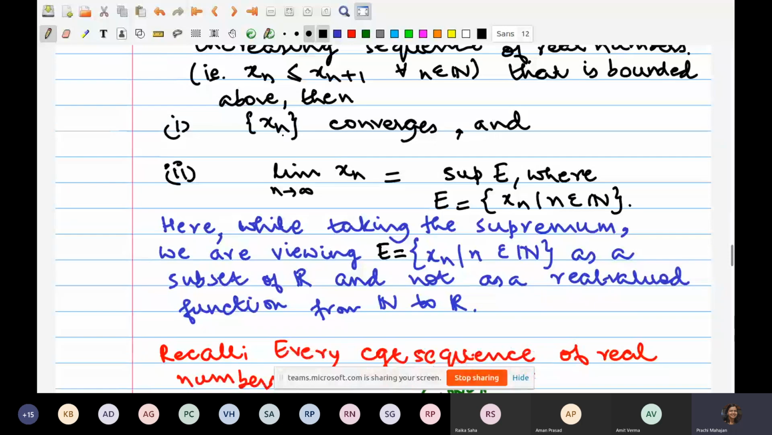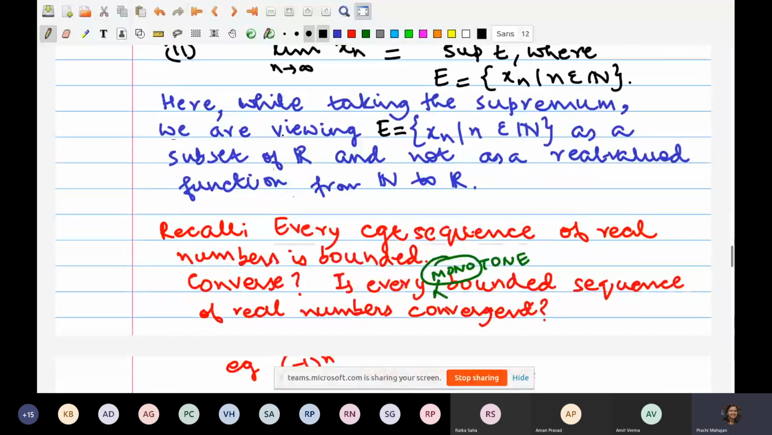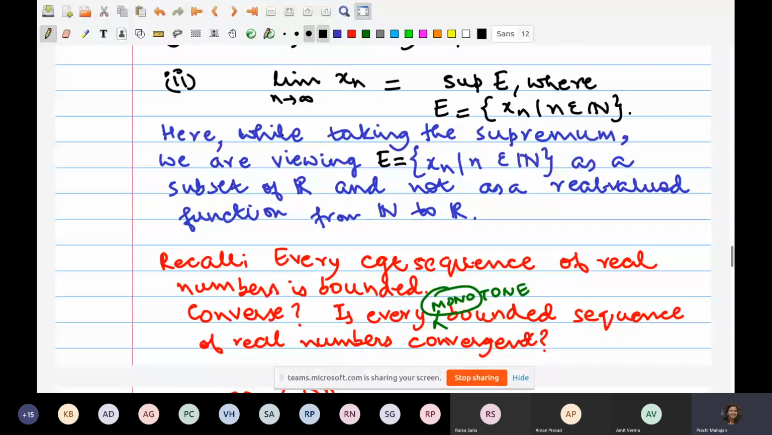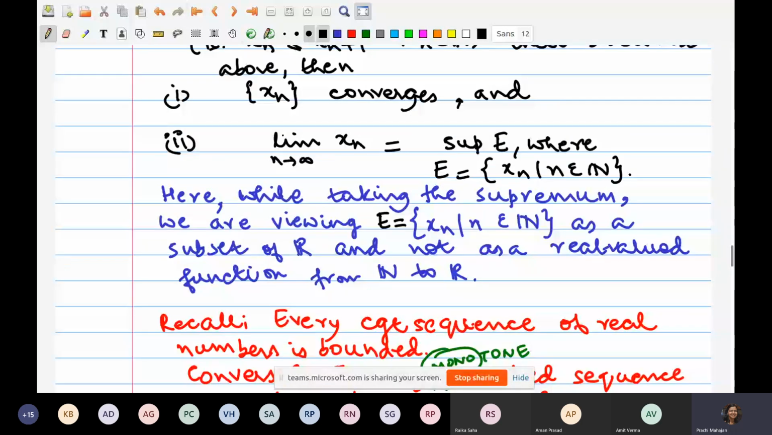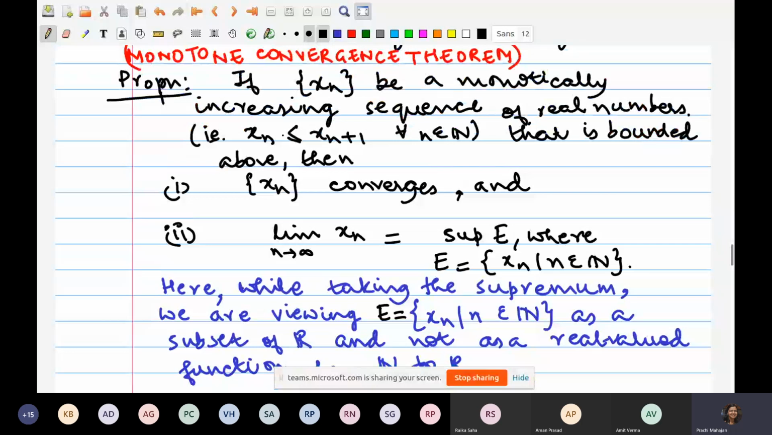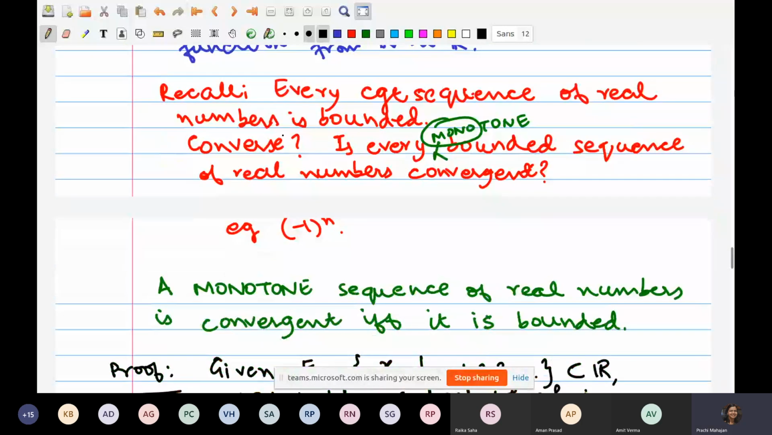So what is this telling us? This is giving us a condition to guarantee when a bounded sequence of real numbers is actually convergent. Please recall, in general, a bounded sequence of real numbers need not be convergent, but this theorem is telling us that if you have a monotone sequence of real numbers which is bounded, then it is necessarily convergent. I hope this makes sense to everybody.